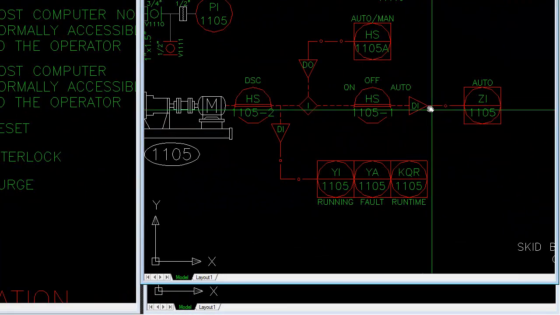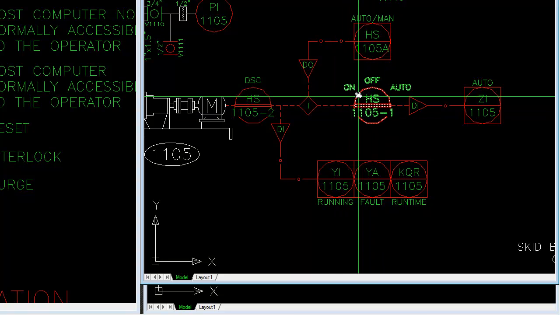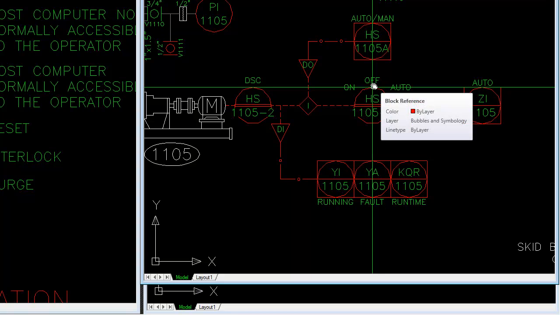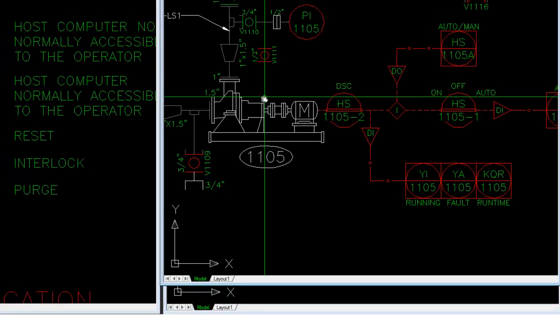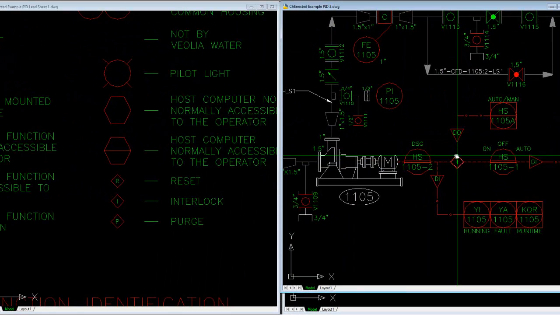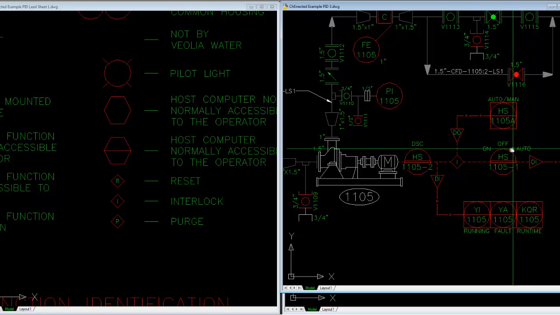A very common one is when you are in the field and you have a hand switch that is in the off position. When it's off, the equipment cannot be operated from the computer system. That represents a main interlock to the motor. And there's your interlock. So if somebody back at the control system tries to start the motor, but it's in off, the interlock will essentially prevent that from happening.